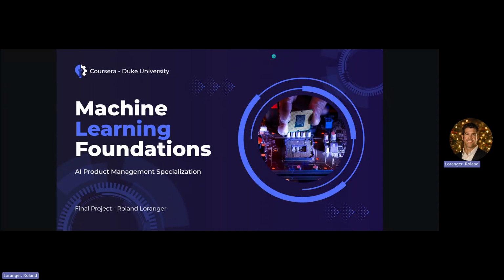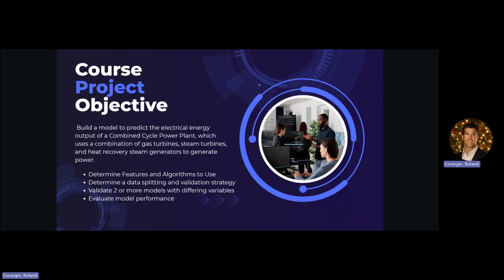Okay, this is the Machine Learning Foundations course end of course project in the AI Product Management specialization from Coursera, as delivered by Duke University. The project objective was essentially to build and train a model to predict the electrical energy output of a combined cycle power plant on an hourly basis.